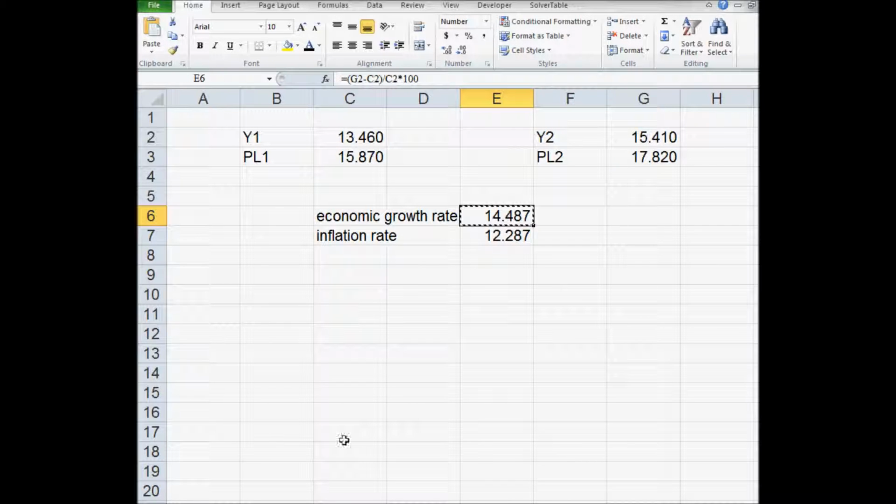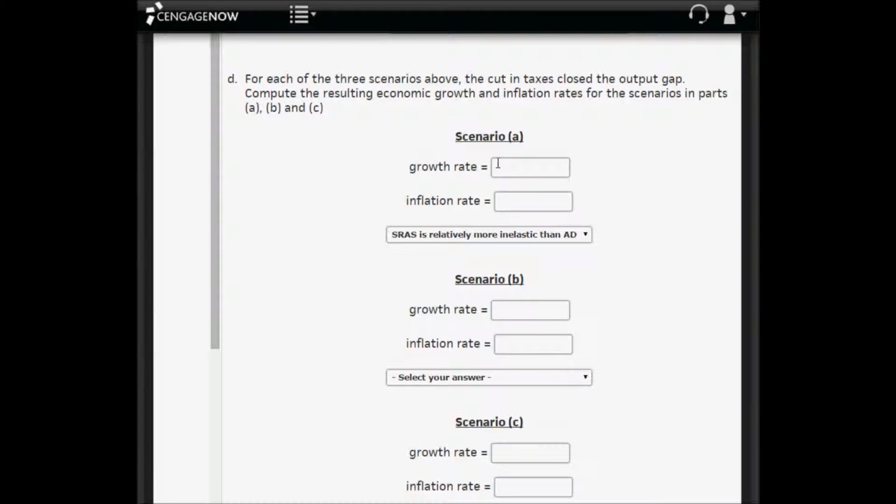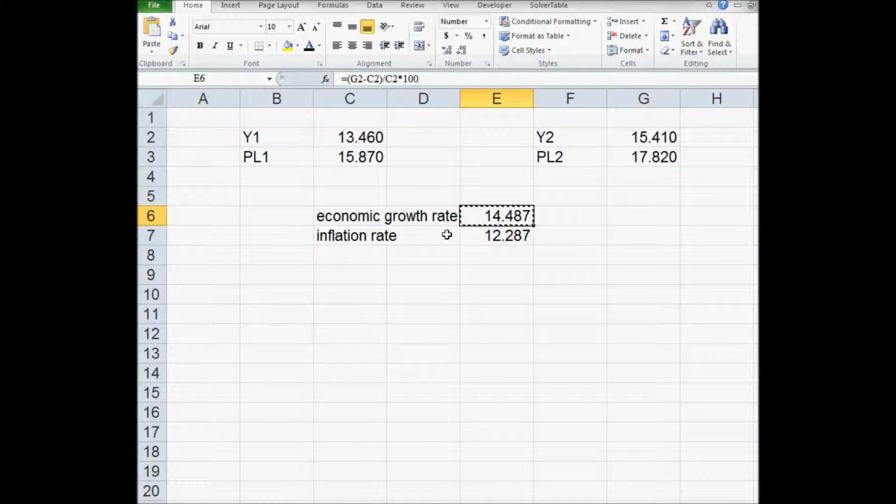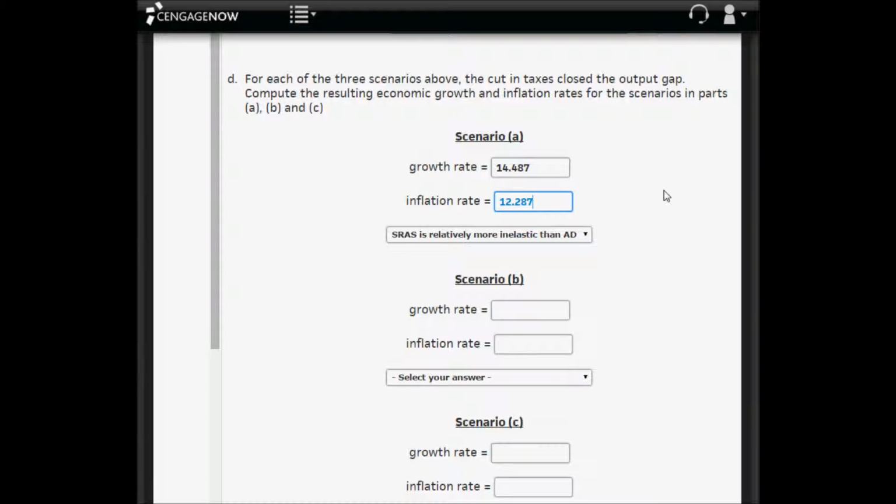So I'm going to copy these into Cengage Now, Part D, one at a time. So I have an economic growth rate in scenario A of 14.487 and an inflation rate of 12.287%.